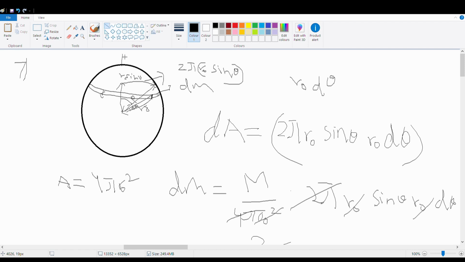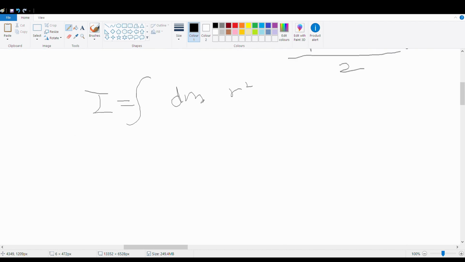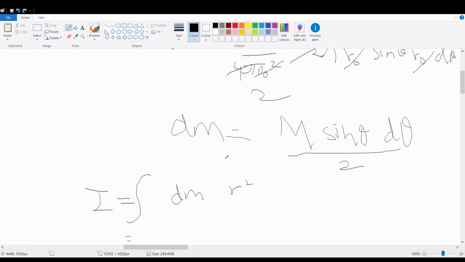But wait, the distance of this from the axis is actually, so again this is a 3D object, so I'm going to draw the axis over here. We want the perpendicular distance of this element dm from the axis, so that's actually going to be r sine theta. The axis is not this point over here, it's actually a line that is extending through the center of mass. So that distance is the perpendicular distance, that is r sine theta.